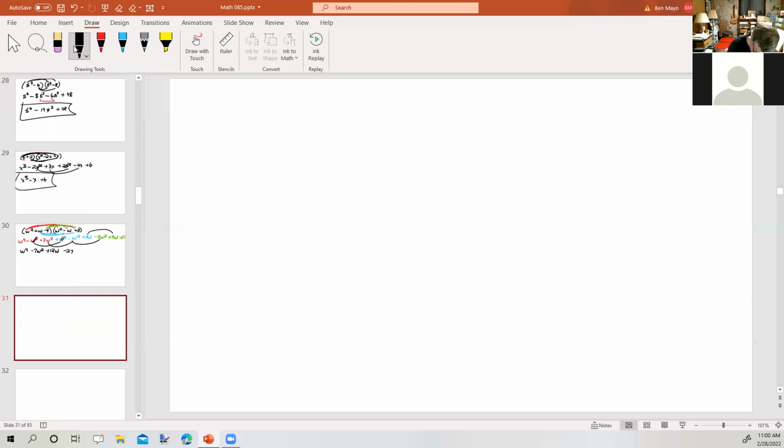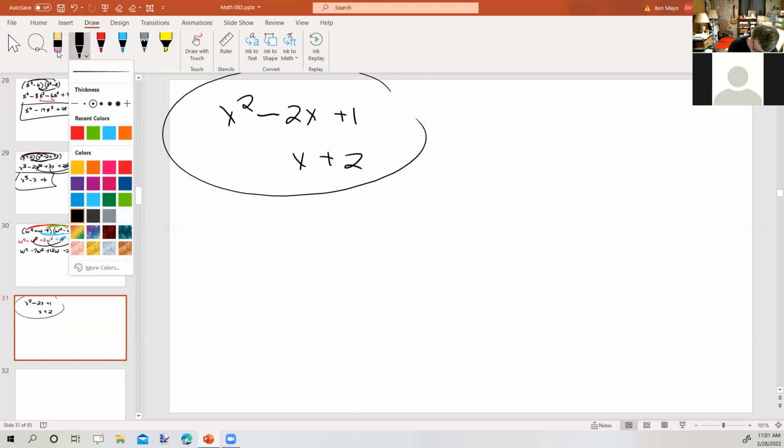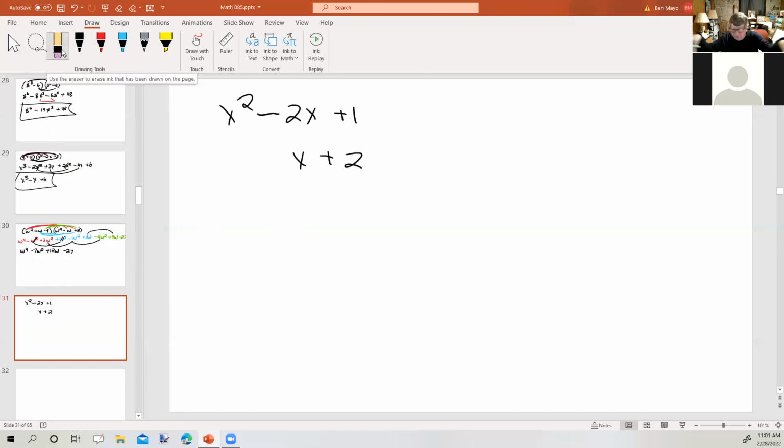All right. We've got x squared minus 2x plus 1 times x plus 2. What I find interesting is when we just do arithmetic multiplication, we do it that way. But yet doing it with polynomials like this, it's just kind of awkward. It's easier to do it horizontally. But anyway, here we go.